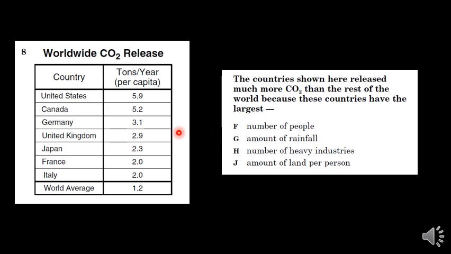But again, we don't know how many people. If Germany has 3.1 tons per year per capita released, and it only had one person, it would only release 3.1 tons. And so we have to know how many people there are before we can know how much CO2 is actually being released. I just don't like this question at all, the way it's worded.